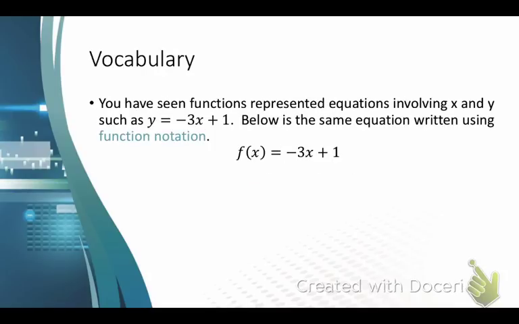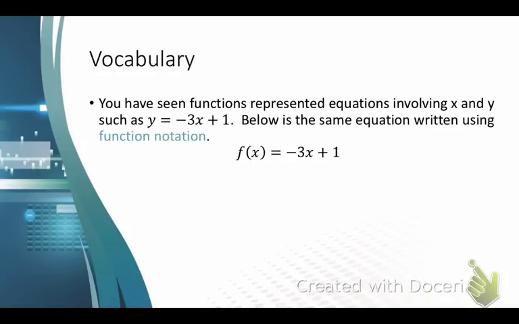We do have another vocabulary word on our hands, the function notation. So you've seen functions represented with equations involving x and y. So y equals negative 3x plus 1. But we have something called function notation where we write f of x, where f appears to be being multiplied by x, is equal to, and then the rest of the equation is the same. So the f of x replaces the y. The letter f is the name of the function. It is not a variable, so this is function f.